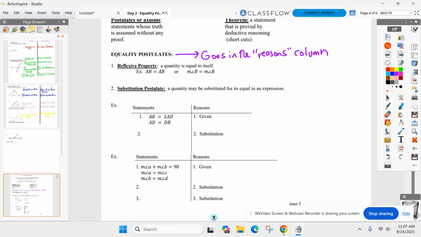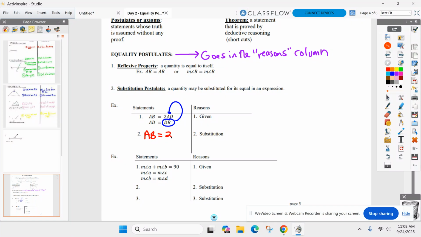So what I can do is, oh, wait a second. If AD equals DB, anywhere I see an AD, what can I replace it with? DB. And I believe I see an AD above, don't I? In the first statement. So yes, we can substitute it in and write a new true statement for number 2. Now for statement 2, I'm going to replace AD with DB, and now AB is also equal to 2 times what segment? DB, yes.